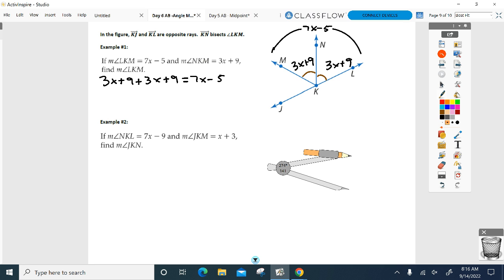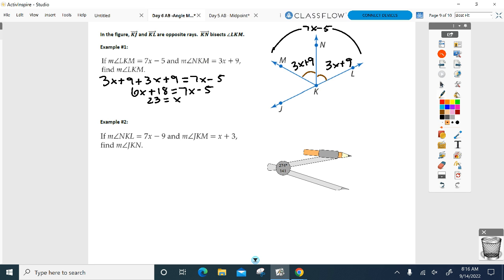Here we go. Combine your like terms. 6x plus 18 equals 7x minus 5. Move everything over. How about 23 for x?